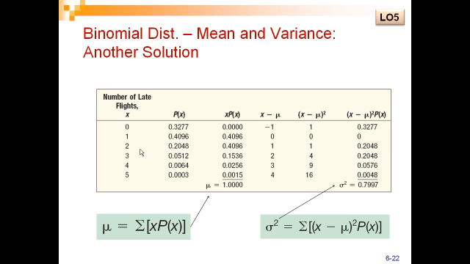The probability distribution from the Excel output for the example, and the details of the calculation, are shown in this table. From this slide, you can see another formula to compute the mean and variance. You can also compute the mean using the formula sigma x times P(x), and the variance as sigma (x minus mu) squared multiplied by P(x).